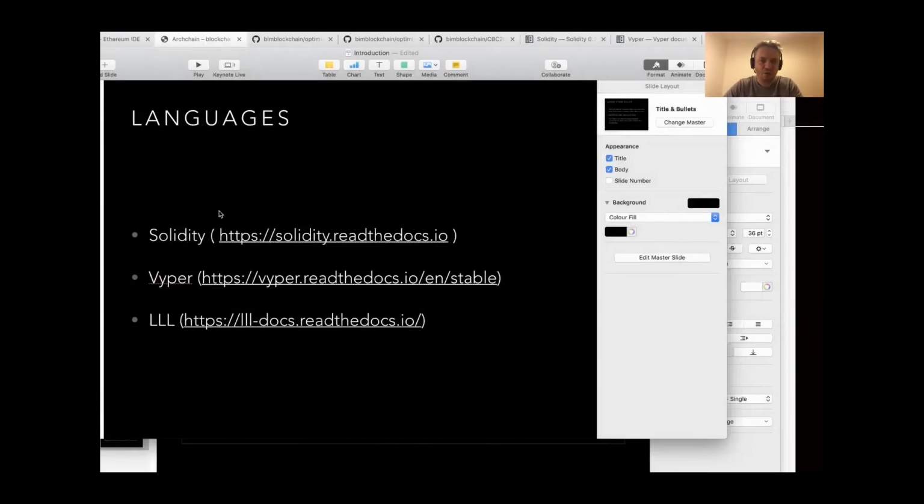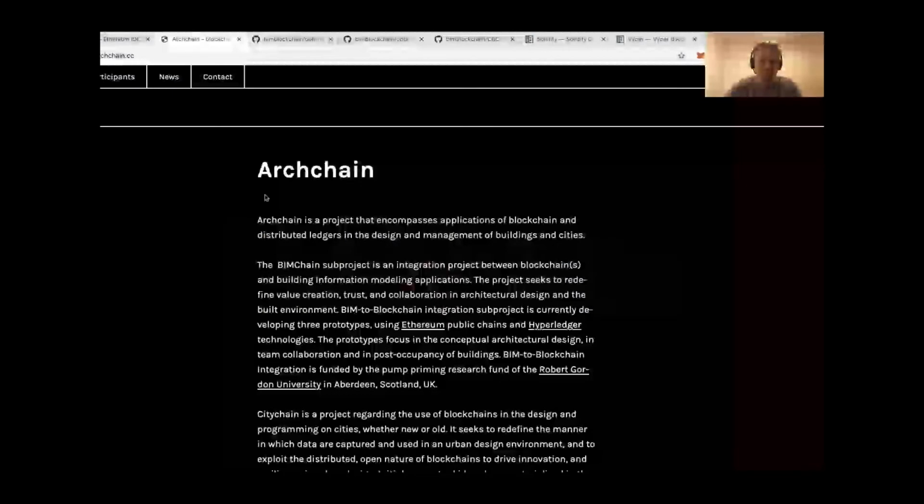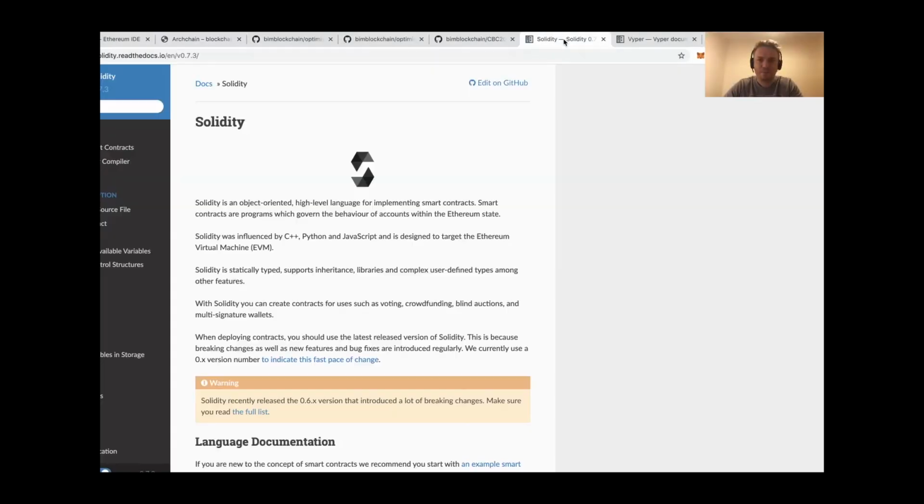I'll take a look at those docs, right? So if you go to solidity.readthedocs.io, you will have an excellent manual of Solidity that will serve you really nicely if you continue learning the language.